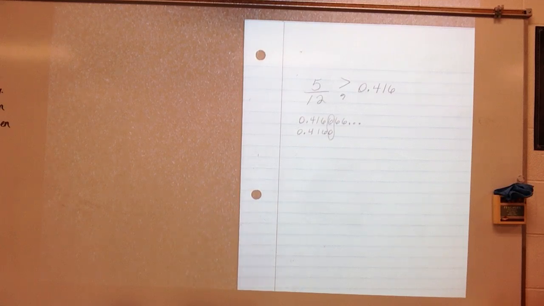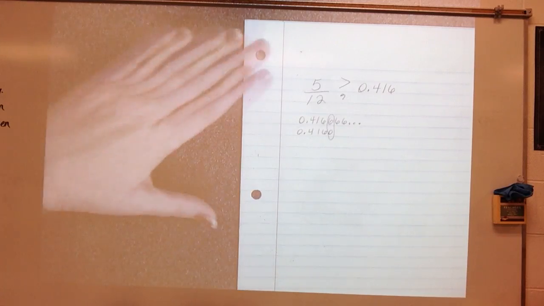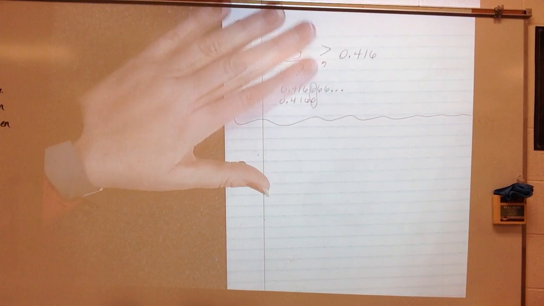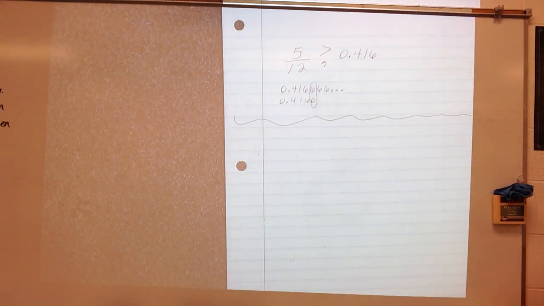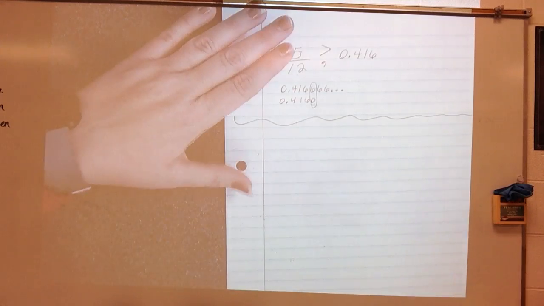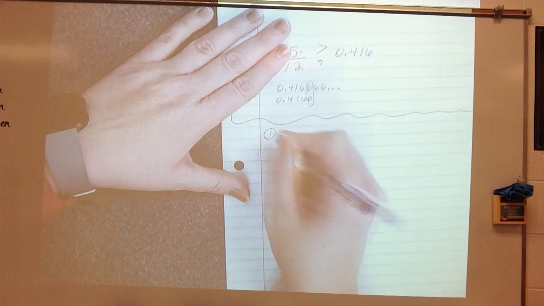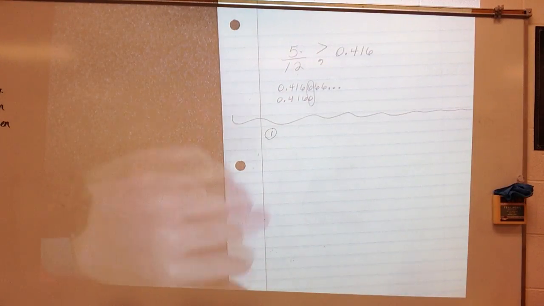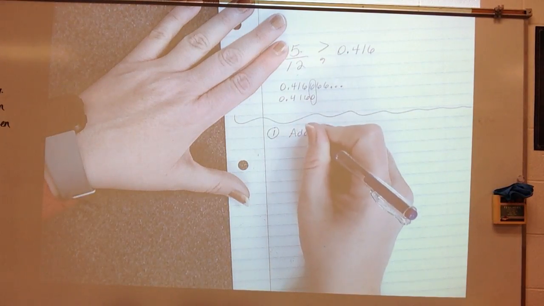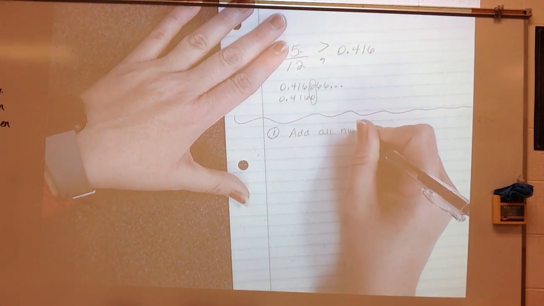Alright, the last thing that you're going to have to do is find the median of a set of numbers. Alright? I'm going to give you an example, and then I'm going to give you a harder example, that way you can kind of see. But let's talk about what I need to do for finding the median. The first thing I do is I add all numbers together.